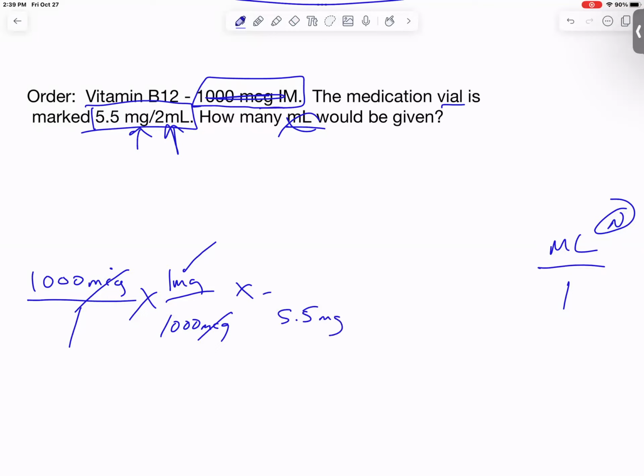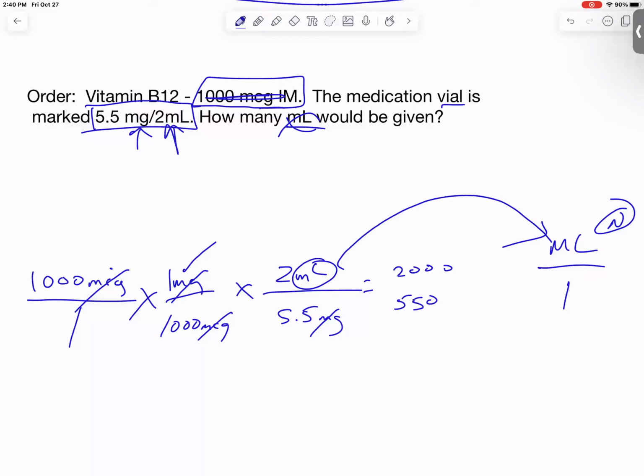5.5 milligrams for every 2 mLs. That gets rid of my milligrams. And look at that. It leaves me with only milliliters. Everything else has been eliminated. So I can cross off my thousands, or I can keep them. So 1,000 times 2 is 2,000. And 1,000 times 5.5 is 5,500. I divide 5,500 into 2,000.